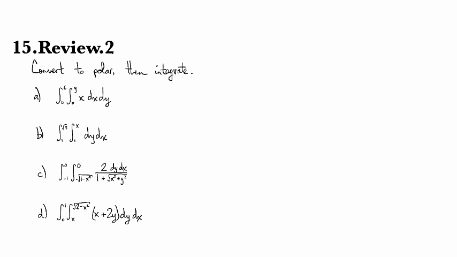All right, let's see. So we've got 4 of these integrals to convert into polar. So first thing to do is set up the region. So let's do a little sketch. We've got x going from 0 to y. So here's x equals y. And we're doing x, so we're going in that direction. So we're going from 0 to y like this.